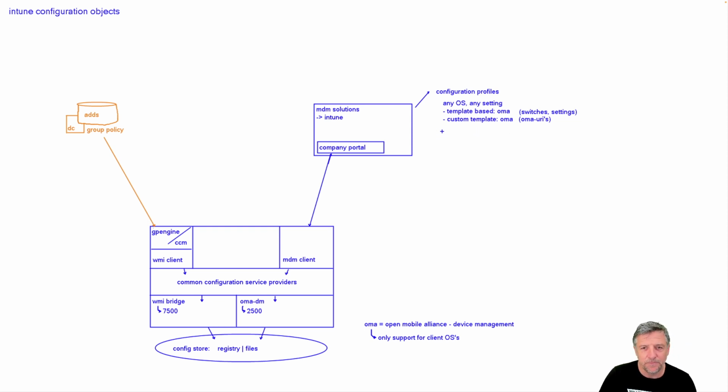Now, like we mentioned, WMI supports way more settings than OMA does, and Microsoft really wants us to move away from group policy and start using Intune. So what Microsoft did is that they created in Intune also a solution to work with administrative templates. Administrative template based is the WMI way.